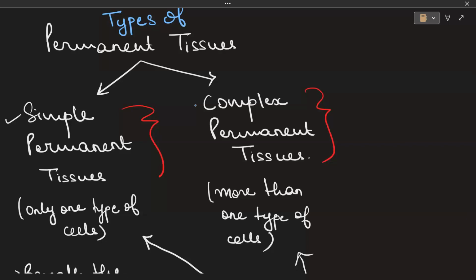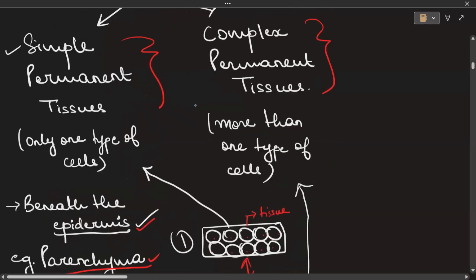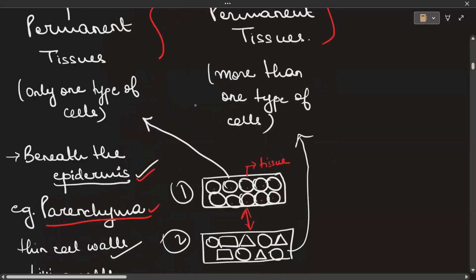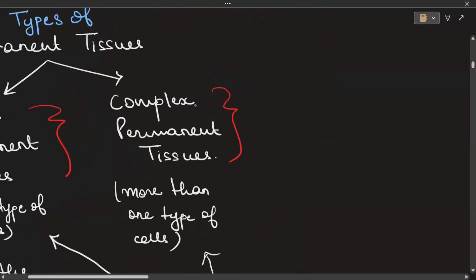Okay, simple permanent tissues, like the name suggests, are very simple. Very simple how? They will contain only one type of cell. See, I've given a diagram as an example. Let's just take it again.